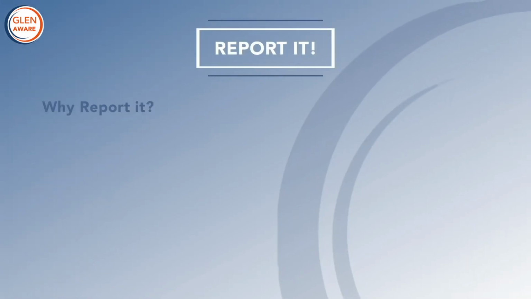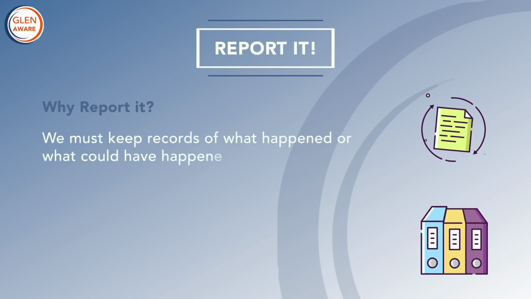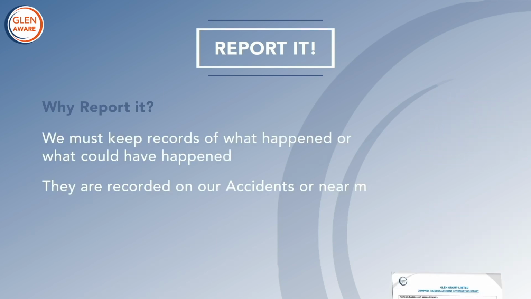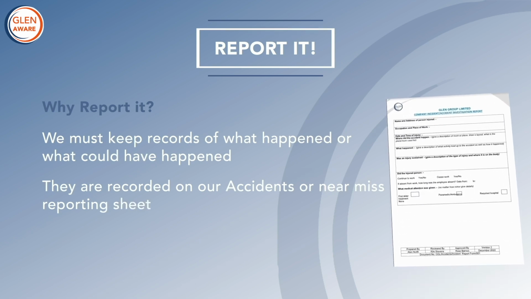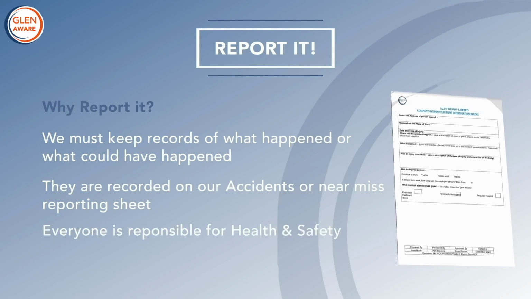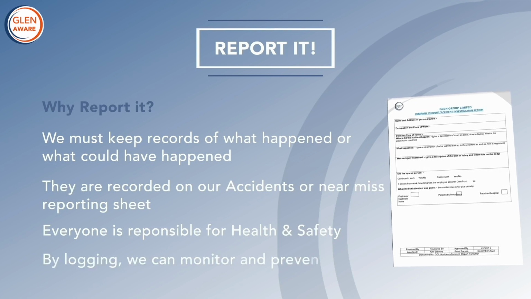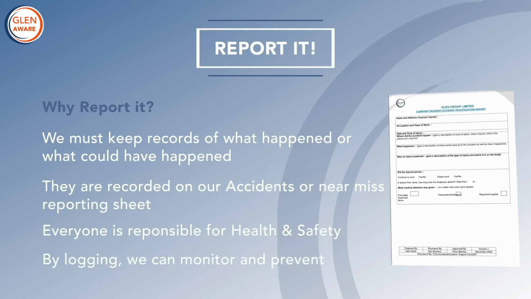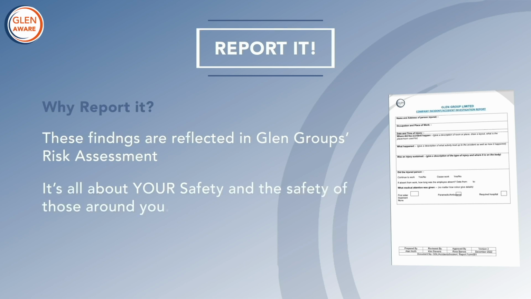But why report it? It's important to keep records that explain exactly what has happened or what could have happened. These are recorded on our accident or near miss reporting sheets. Within Glen Group, everyone is responsible for health and safety. By logging your accident or near miss, we can monitor these records and investigate them to find out if there's an underlying cause. These findings are reflected in Glen Group's risk assessments. It's all about your safety and the safety of those around you.